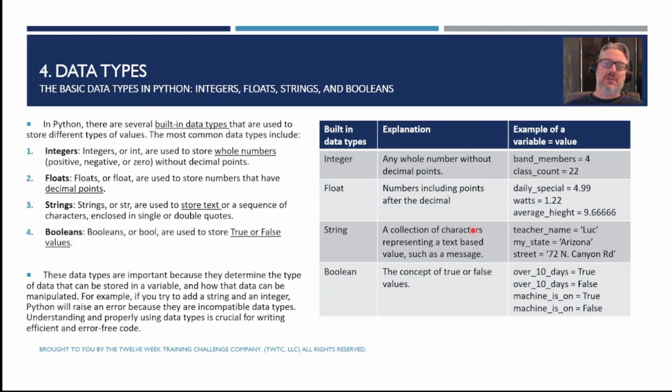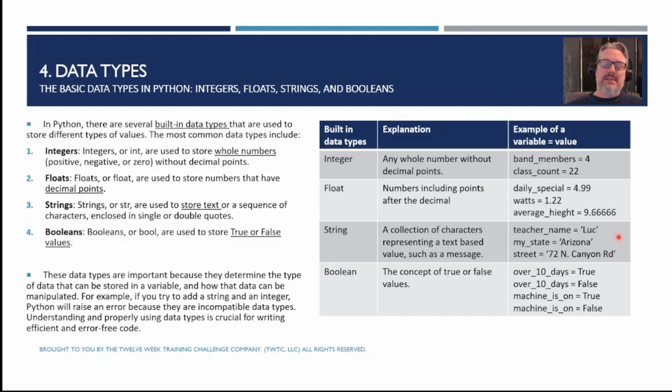So, string: teacher name, my name is Luke. It's spelled with a capital, so I want you to notice that a string can have capitals in it. Just like the state, my state, there's two words, put an underscore in the variable, and the value is Arizona, and it's capitalized and it's in single quotes. It can be double quotes or single quotes, but for this training, we're going to stick with single quotes going forward. Street address has a number in it and a period, but it'll take it.